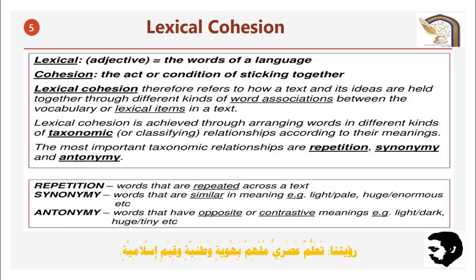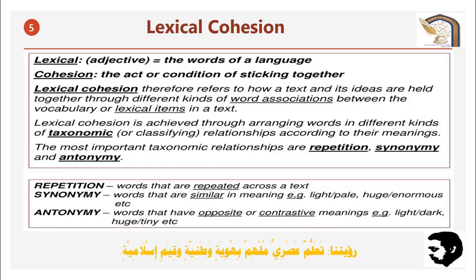Now it's time to identify a different type of cohesion technique. Lexical cohesion. The word lexical is an adjective that refers to words of a language. And of course, the word cohesion means the act or condition of sticking together. Therefore, lexical cohesion refers to how a text and its ideas are held together through different kinds of word associations between the vocabulary or lexical items in the text.